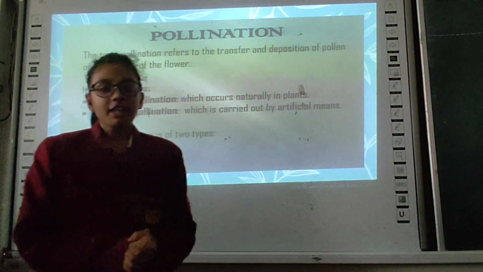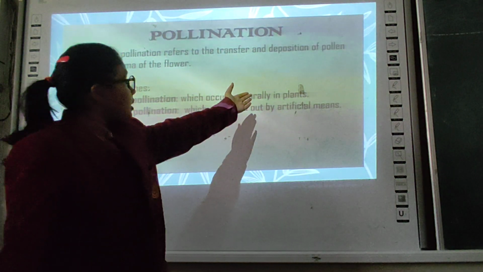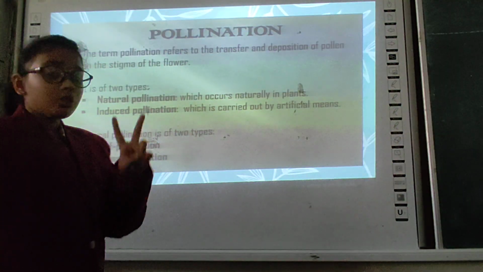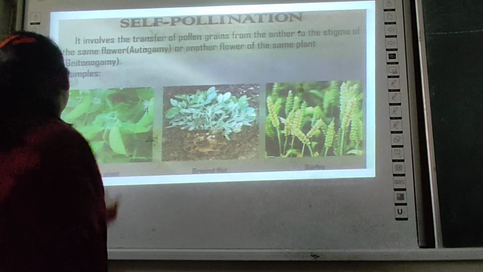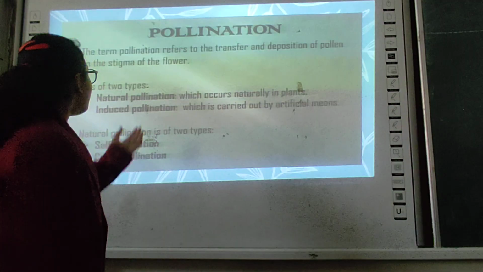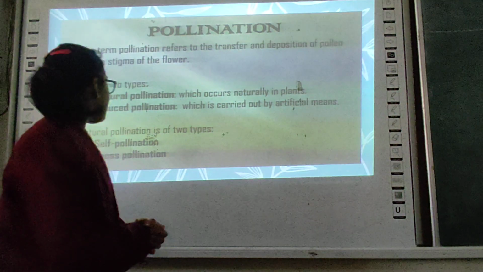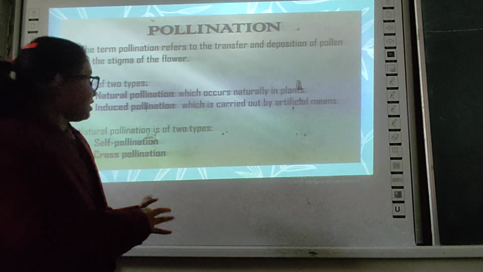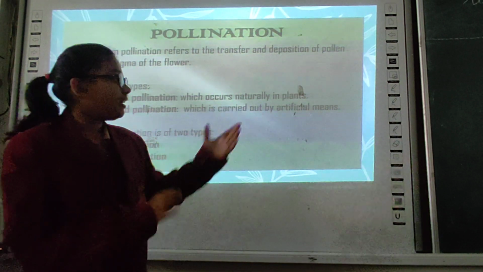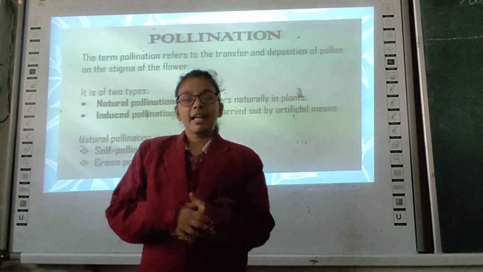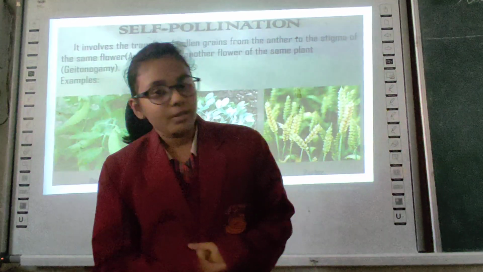Pollination. The term pollination refers to the transfer and deposition of pollen on the stigma of the flower. There are two types of them. First, natural pollination, which mainly occurs in plants, whereas the second one is induced pollination, which is carried out by artificial means. So the next slide is going to be explained by Tanush.